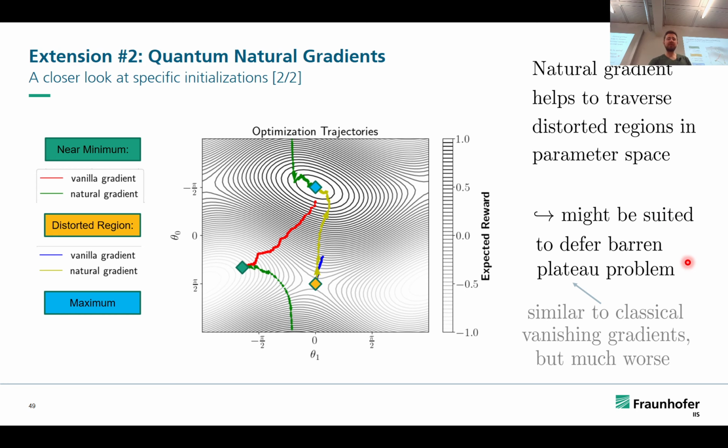And yeah, one step further, but we have no proof on that, so that's just something we assume. There's something called the barren plateau problem in quantum computing or in quantum machine learning, which is closely related to vanishing gradients in neural networks. Only it's much worse, so it's much more difficult to deal with. Natural gradients are believed to be one method to at least mitigate this problem to some extent. So that's also one potential benefit of our algorithm.